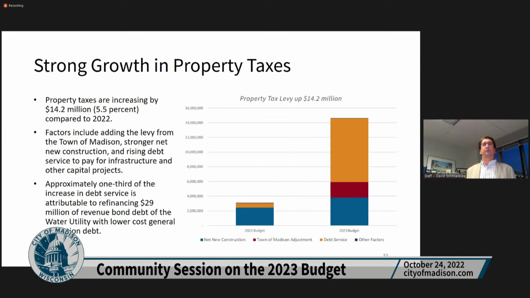And then the red portion of the bar is unique to the 2023 budget, and that's the effect of adding the property from the town of Madison into the levy limit. So the city of Madison will be able to increase that levy limit to account for the fact that it is taking on services to the town. And that's about 2.2 million of this overall increase.